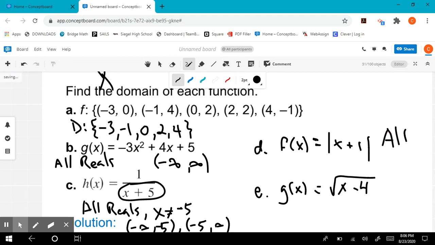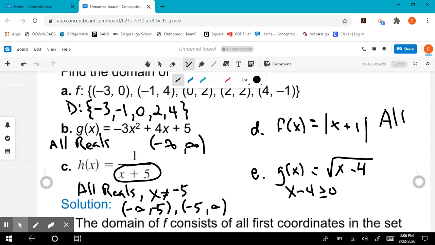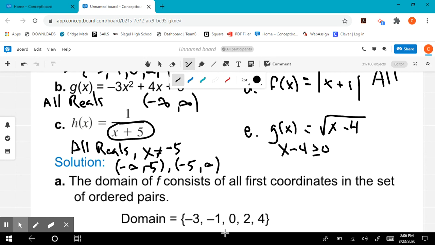All right. Now, what about this one? The square root of x minus 4. Remember, we cannot have a negative inside the square root. So one way we could look at that is x minus 4 has to be greater than or equal to 0. So one way we could solve for the domain there is we could add 4, and we have x has to be greater than or equal to 4. We could write that as a bracket, 4 comma infinity.